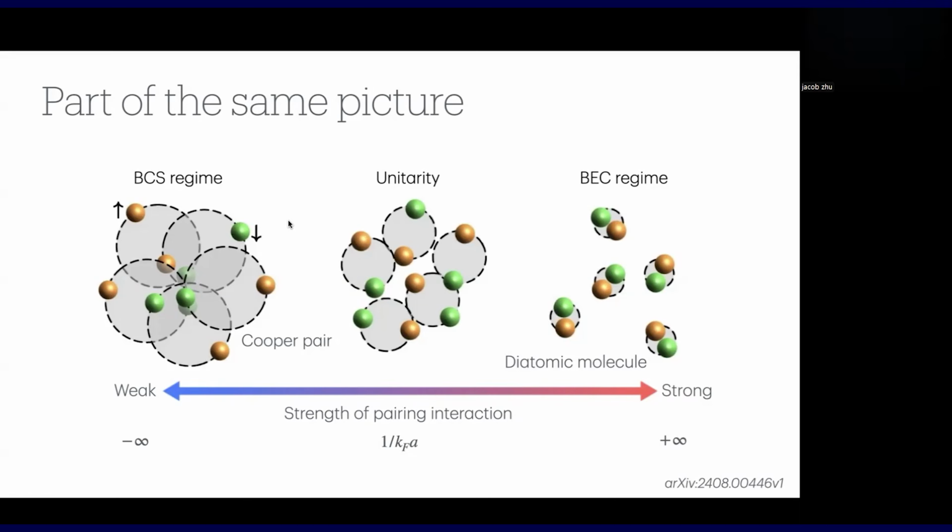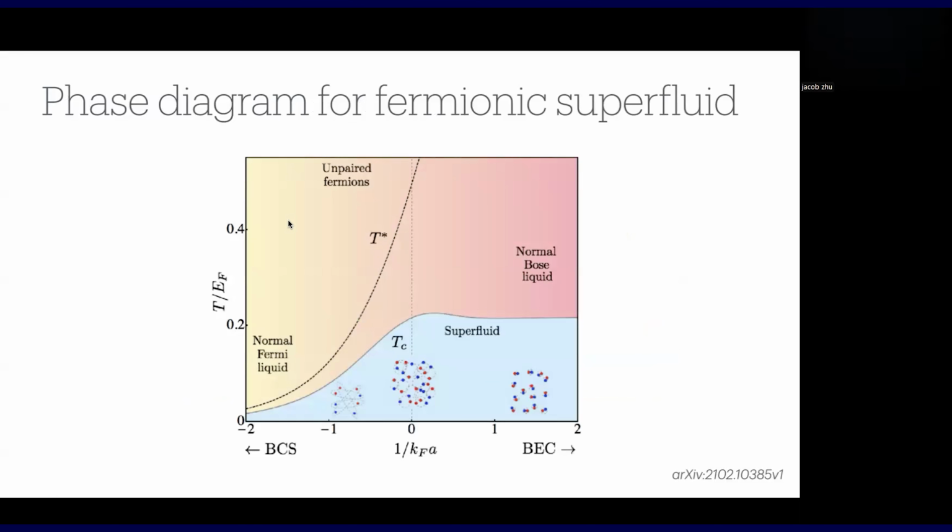But here it's really continuous, so the ground state is described by the same wave function. So that's really interesting. And so, as we said already, as we lower the temperature, we will go into a superfluid state on both sides. So here you have a plot of the temperature in units of the Fermi energy as a function of this dimensionless parameter. So T star is the pair formation.